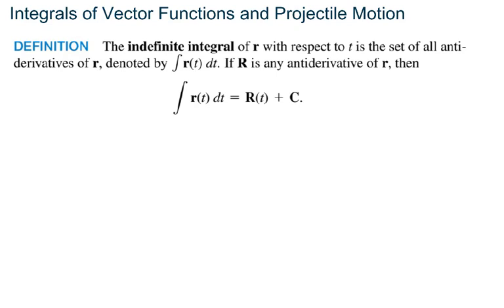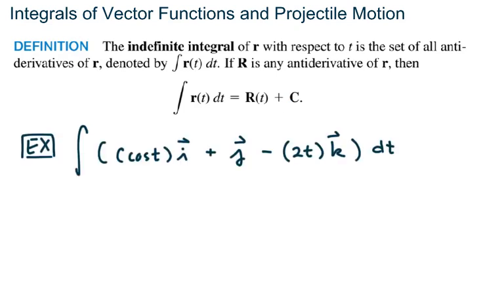And this should look really familiar to our indefinite integral definition, or our antiderivative definition, that we learned in Calc 1. We're just going to take that now and apply it to vectors. So the integral of some vector little r with respect to t is going to be capital R of t plus some constant c. Let's just look at a brief example.